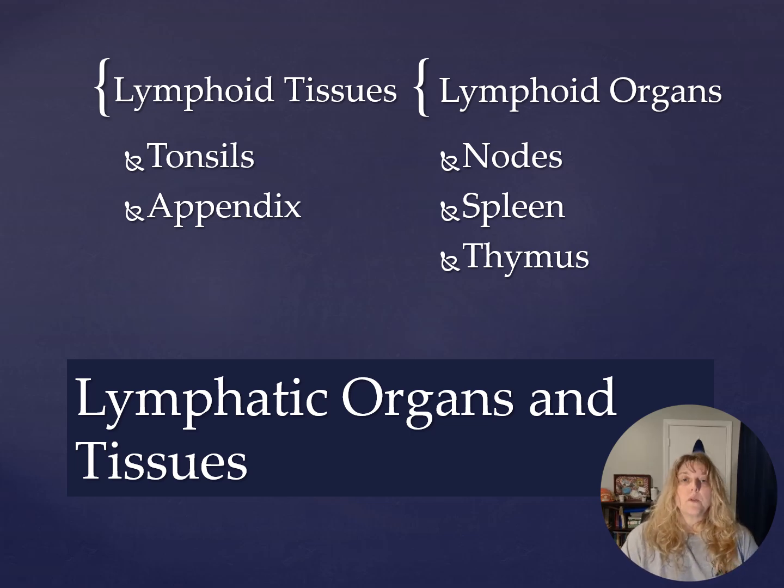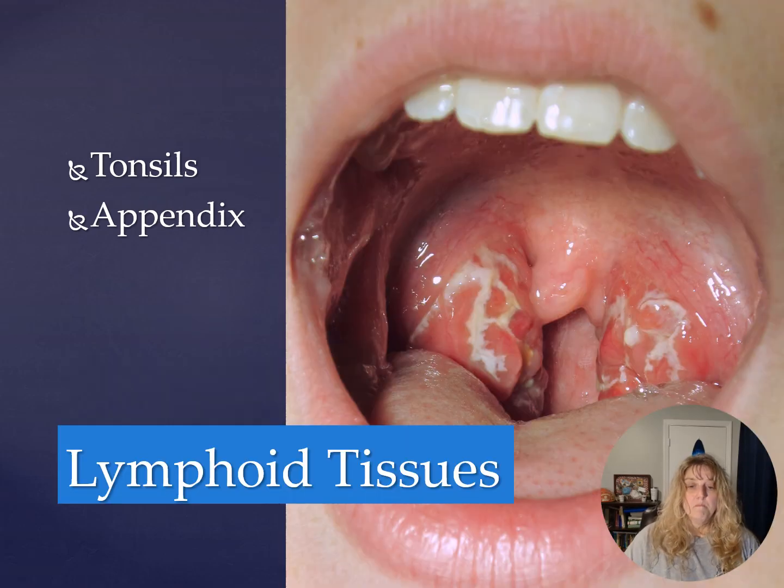Now there is a difference between lymphoid tissues versus lymphoid organs. An example of lymphoid tissues includes your tonsils and your appendix, whereas your lymphoid organs include your nodes, the spleen, and the thymus. And here is just a good example of our tonsils, and of course the appendix, which is nowhere near the mouth, but you get the idea here. These are some really inflamed and angry tonsils that need some help. We've got a lot of infection going on there.